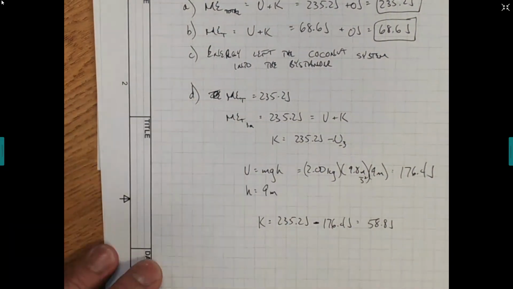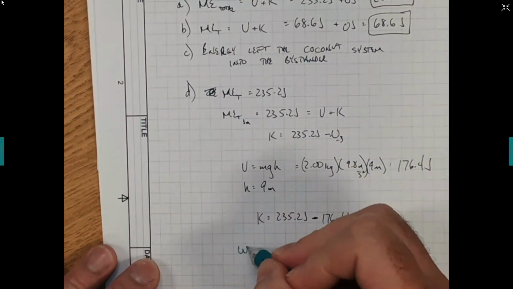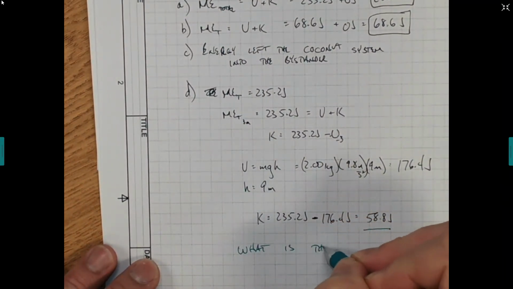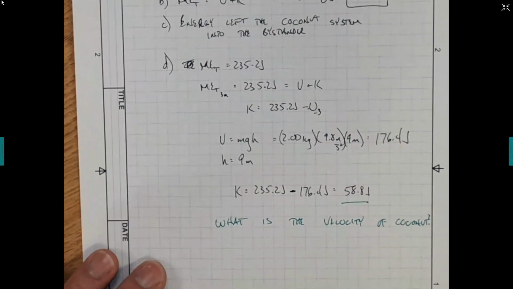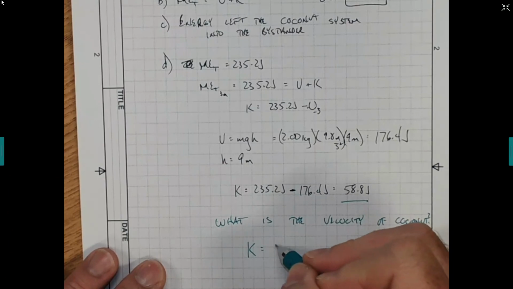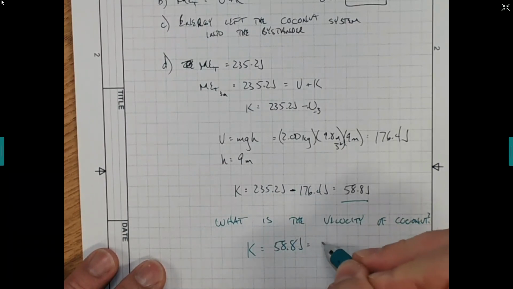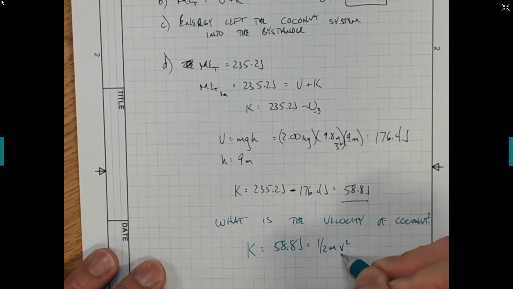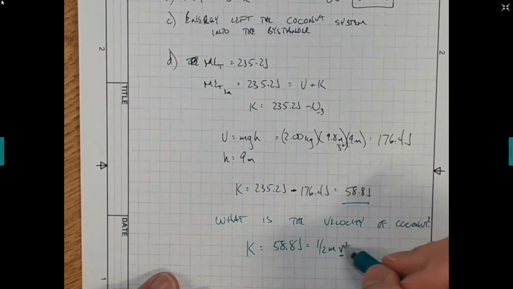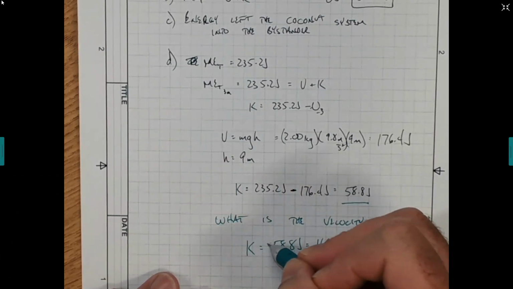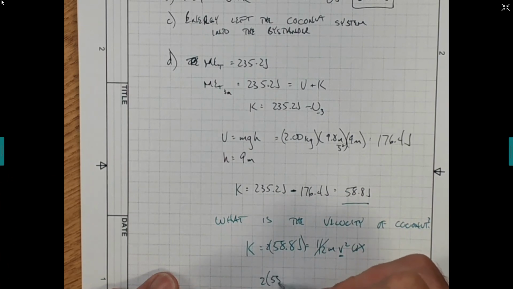Okay, so now bonus time, super bonus problem. What is the velocity of the coconut? How am I going to solve for that? I know the kinetic energy is 58.8 joules. I also know kinetic energy is 1/2 mv squared. So if I solve for velocity, I multiply both sides by 2. So I have 2 times 58.8. Then I'm going to divide by m, so that goes away on this side.